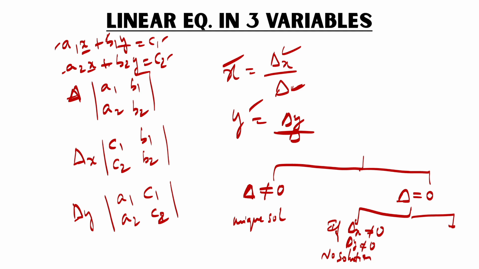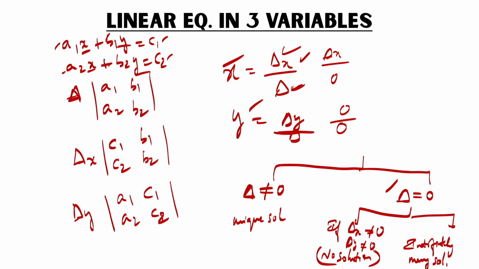Why no solution? If det of x is not equal to 0, it has some value, whereas the denominator det is 0. Then some value by 0 has no solution. That's why it has no solution. Whereas if the numerator as well as the denominator are 0, 0 by 0, it is infinitely many solutions.